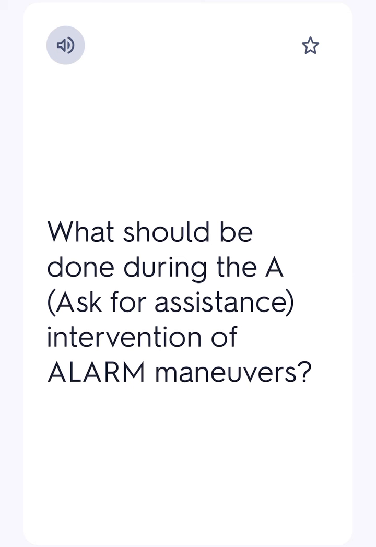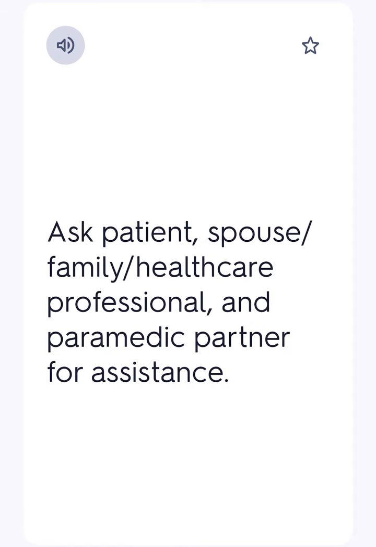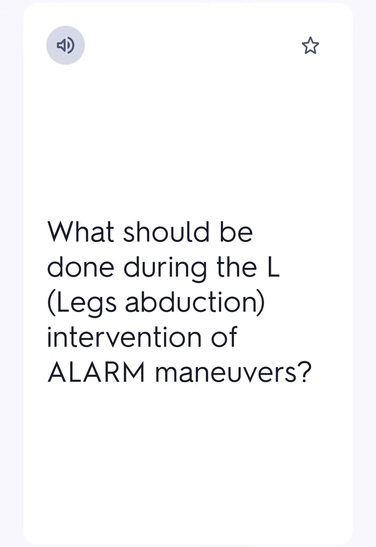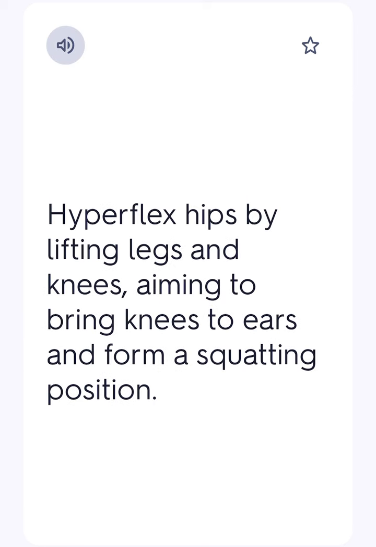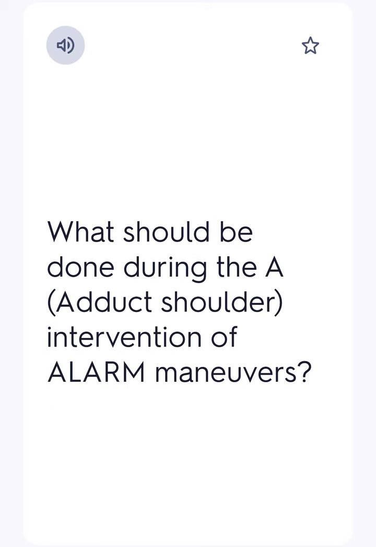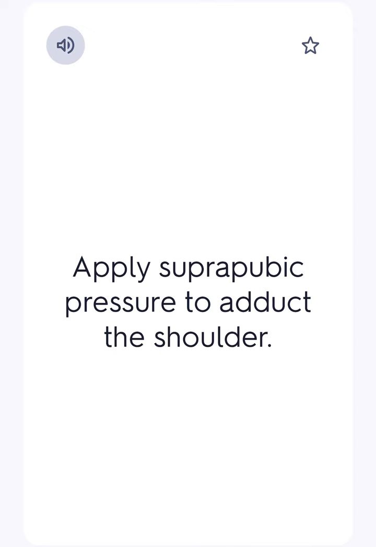What should be done during the intervention of ALARM maneuvers? Ask patient, spouse/family/healthcare professional, and paramedic partner for assistance. What should be done during the intervention of ALARM maneuvers? Hyperflex hips by lifting legs and knees, aiming to bring knees to ears and form a squatting position. What should be done during the intervention of ALARM maneuvers? Apply suprapubic pressure to adduct the shoulder.